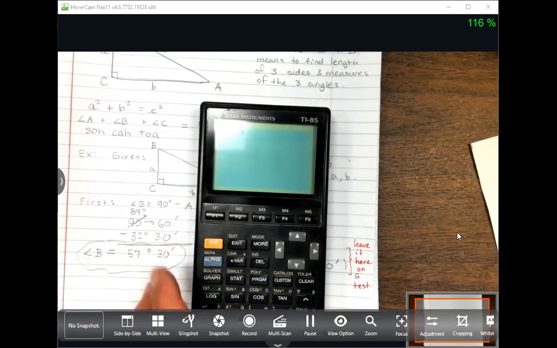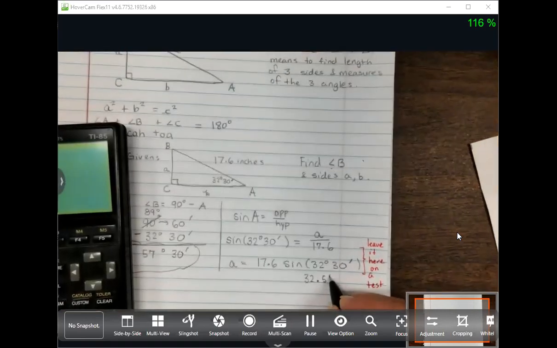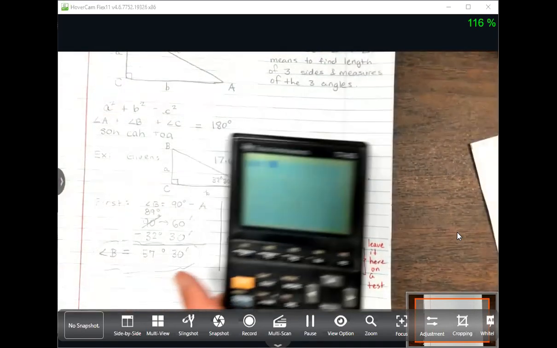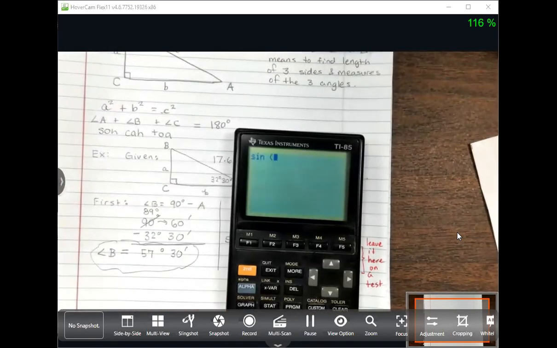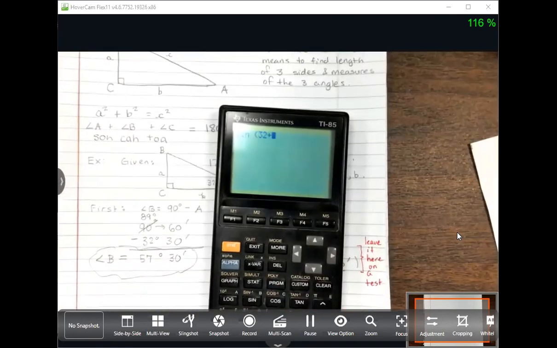That means I've got 32.5 degrees. I could enter it just like this: I could say it's 32 plus 30 over 60, if I didn't have such a nice fraction that I could do in my head. So I've got the sine of 32 plus 30 over 60, which is going to do my 32.5. And when I enter that, I get 0.537, blah, blah, blah.